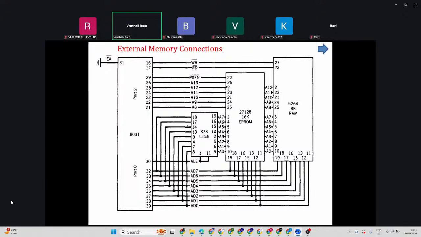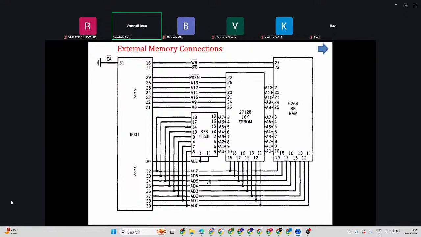Port 2 clearly gives the address. Once the address is given, from that address of this ROM we have to fetch the data or the program. So for some time these address bits are latched here. For latching, which pin is required? The latch pin we were talking about, ALE. Look, this is the ALE connected here. So what is ALE doing?